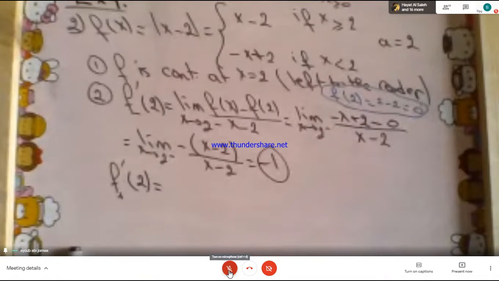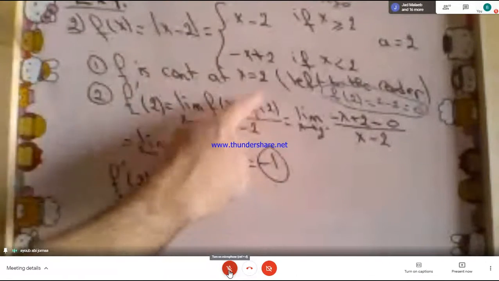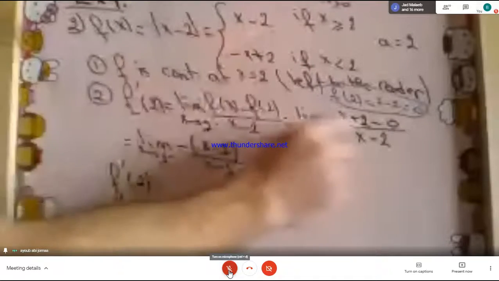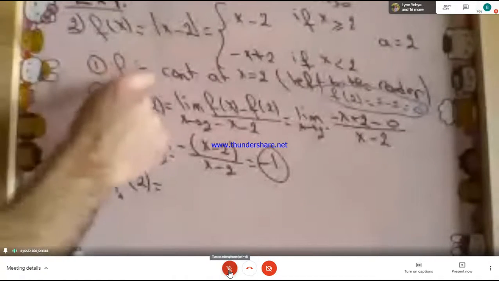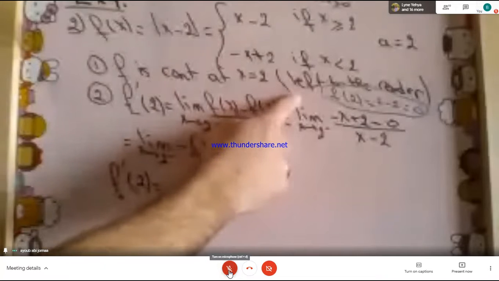استاذ حتى زيرو شو هي؟ minus x plus 2 minus 0. f of 2 is equal to 0. 2 minus 2. كتبت. وبعد شغلة شو يعني شو بتقصد ب left to the reader؟ Yeah, it is continuous, but I didn't write the proof.